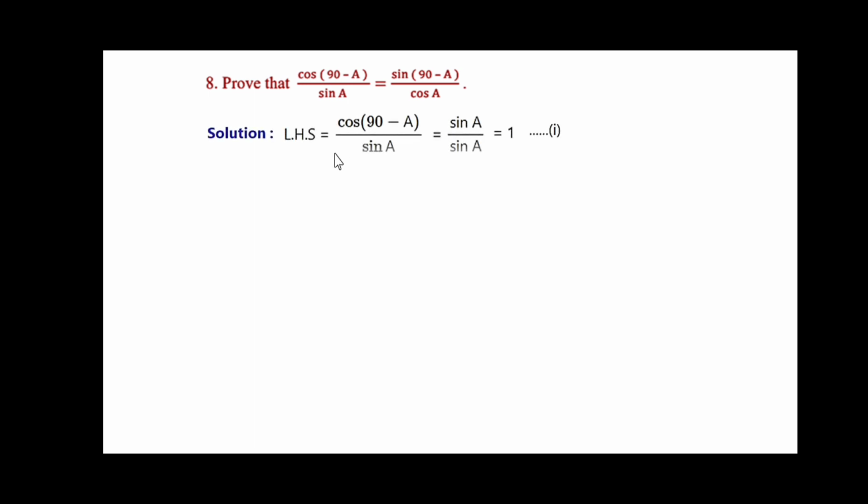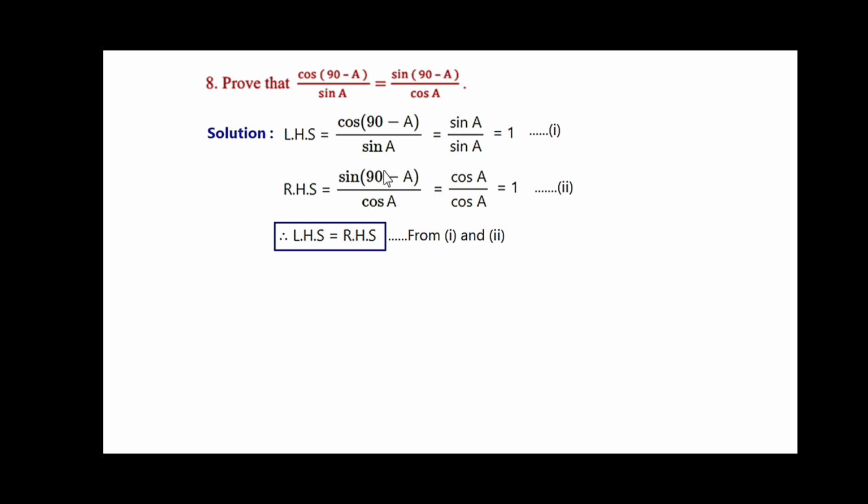Next we will see problem number 8. Prove that cos(90 minus A) upon sin A is equal to sin(90 minus A) upon cos A. Friends, we will write this first LHS. Cos(90 minus A) upon sin A. Cos(90 minus A) is nothing but sin A. Denominator sin A. Both get cancelled. The answer is 1. Equation 1.